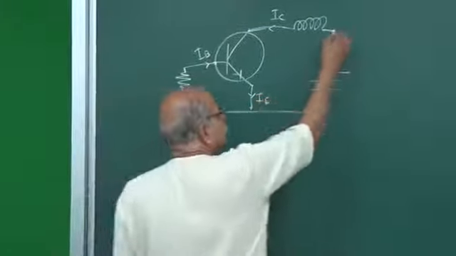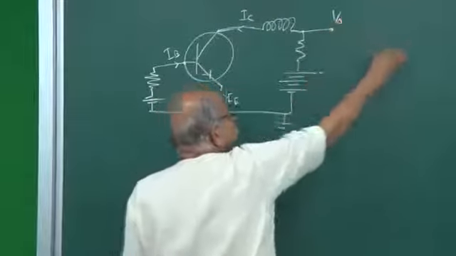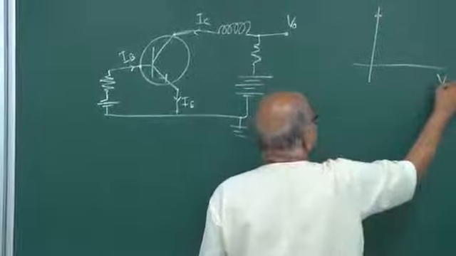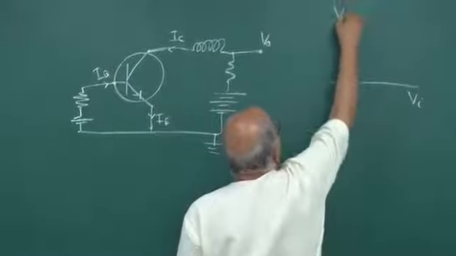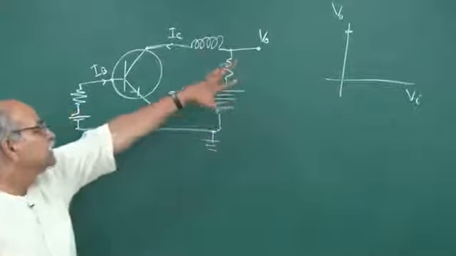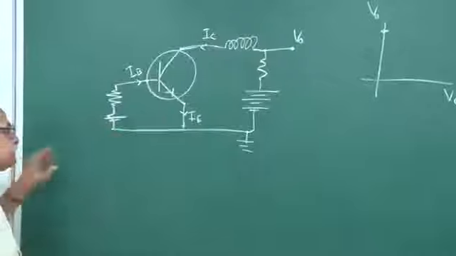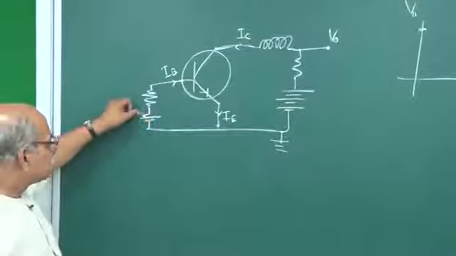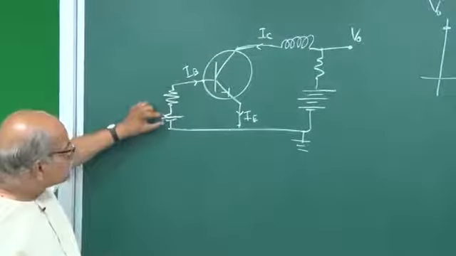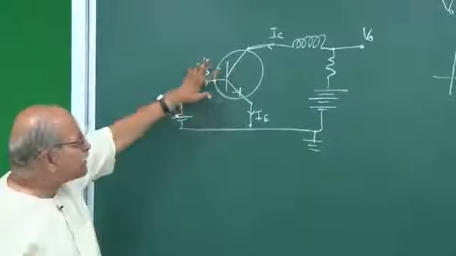And if you think of this VO here, then you are in this region. VI is 0 and VO is maximum. Whatever is voltage here appears here, so you are in the cutoff region. Suppose suddenly you switch it on, you connect this, so that now you have a biasing voltage, and this is sufficient to forward bias it. Then what will happen?